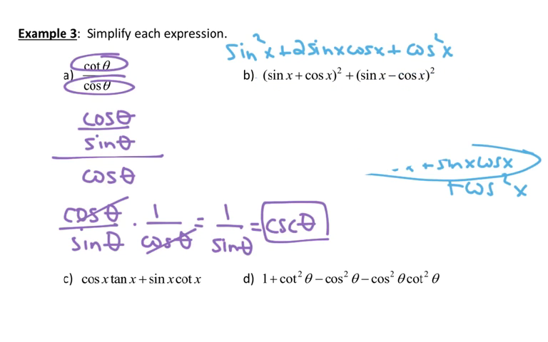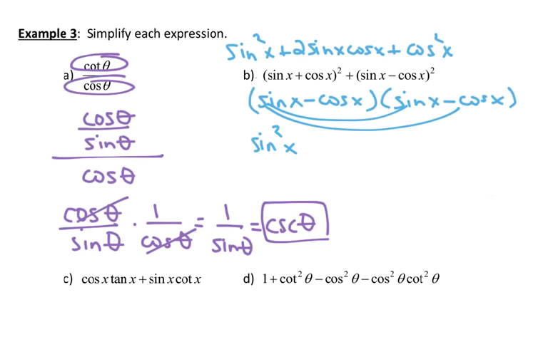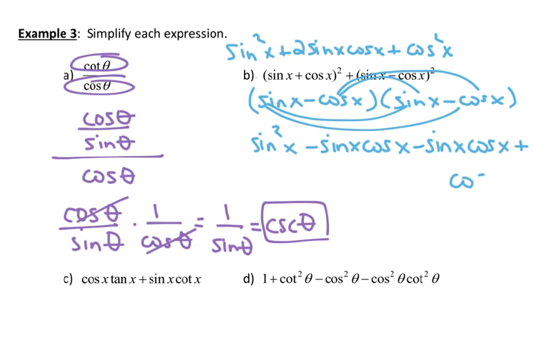Now we're going to do that again for the second binomial. It's going to be almost the same except that the binomial has a subtraction sign. So when you write it out twice, and then you FOIL it, you get sine squared minus sine cosine minus sine cosine plus cosine squared, because two negatives make a positive.